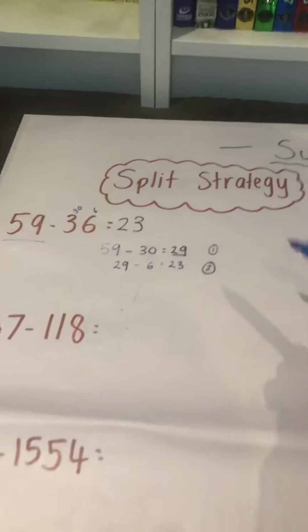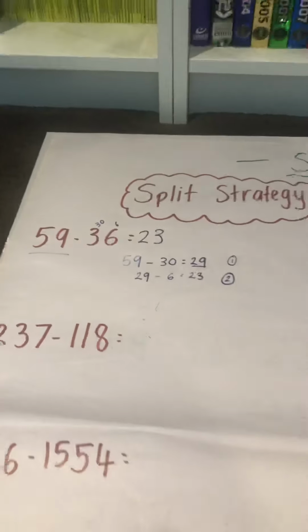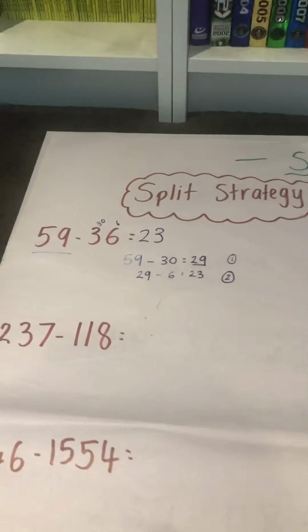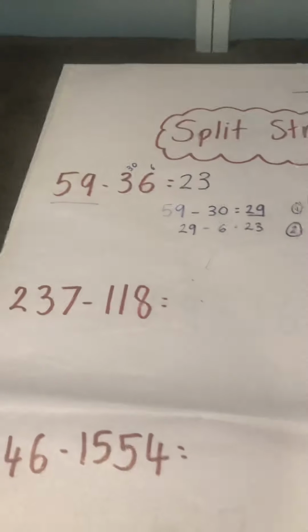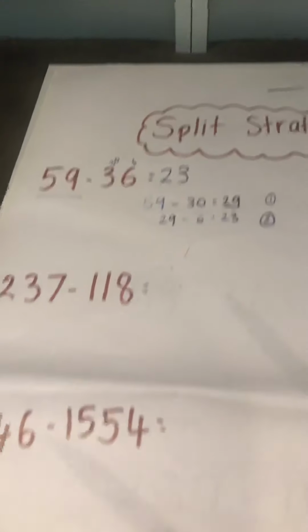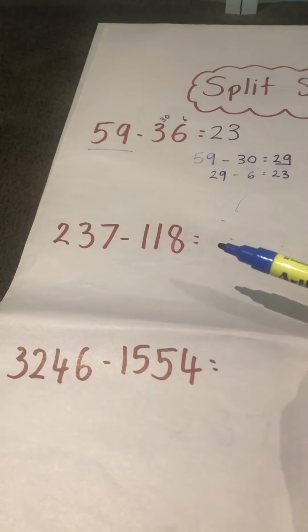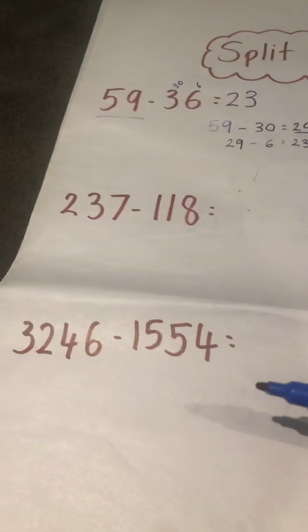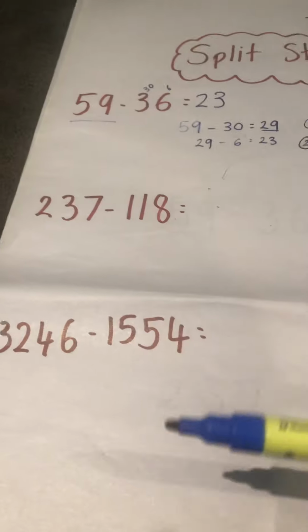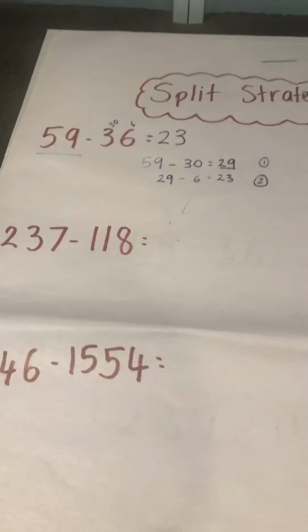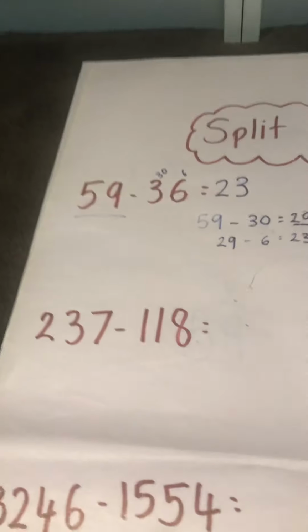As you can see here, we have 2 lines of working out. That is because this is a 2-digit number that we are taking away. As you will see with these two down here, we should have 3 lines of working out for this one as it's a 3-digit number, and 4 lines of working out as this is a 4-digit number, and that will go on for 5 digits and so forth.